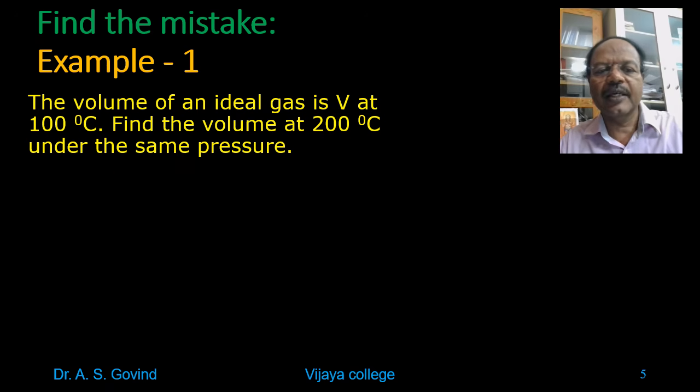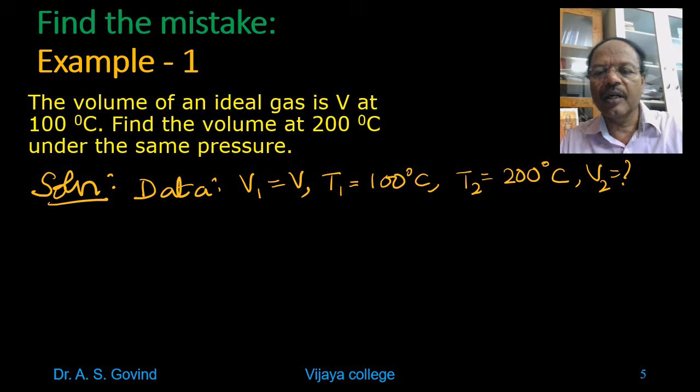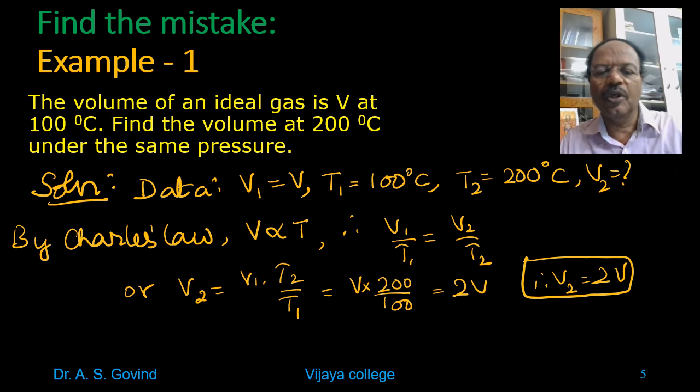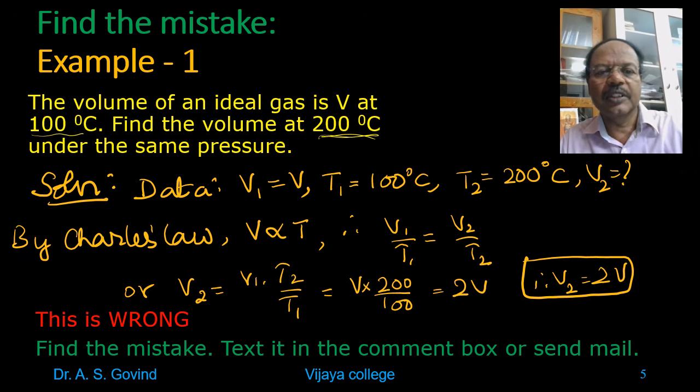Volume of an ideal gas is V at 100 centigrade. You have to find the volume at 200 under the same pressure. So the data is written, and Charles' law for constant pressure you can apply: V proportional to T. V1 by T1 equals V2 by T2. Cross multiply, simplify, you will get 2V. That means if the volume is V at 100, it is 2V at 200. That's the answer we are getting. But this is wrong. Find the mistake.